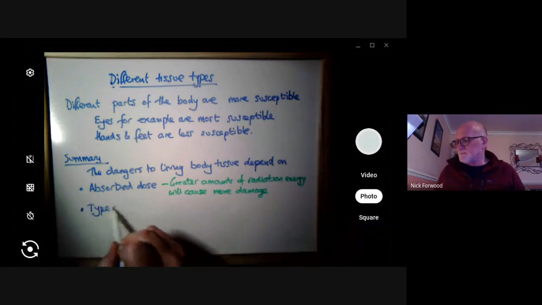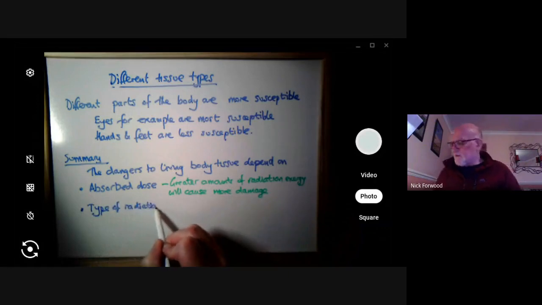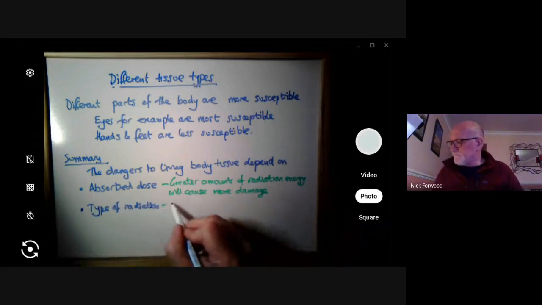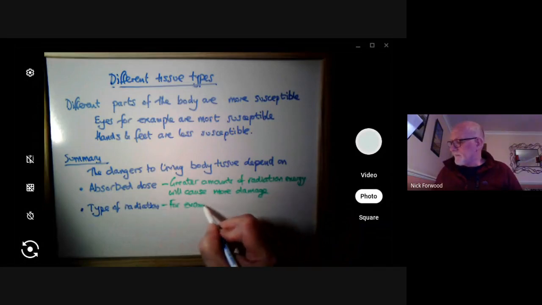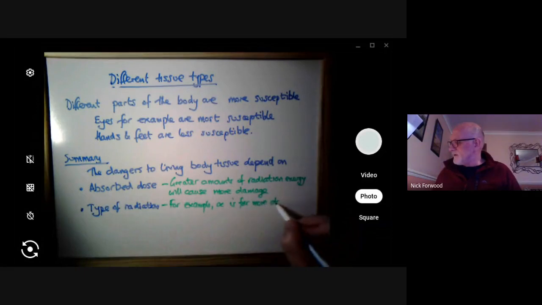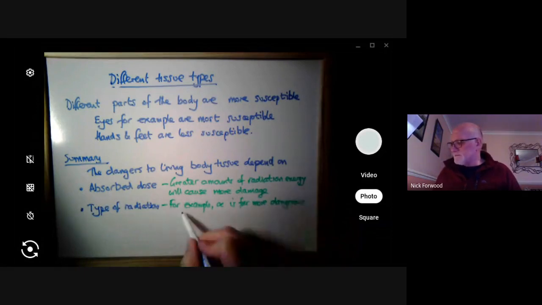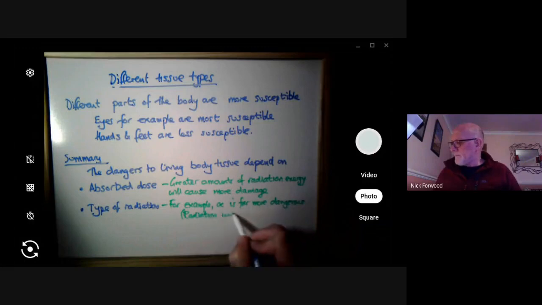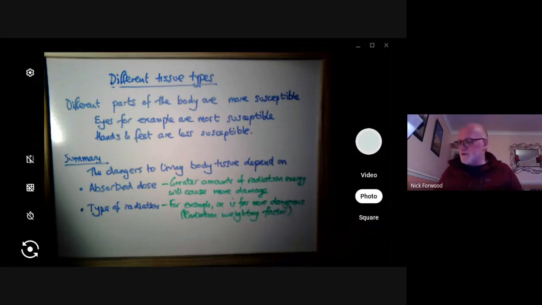The type of radiation, for example, and this gives our idea of things called radiation weighting factor. And lastly, the type of tissue that's exposed. And we know that eyes are much more easily damaged.